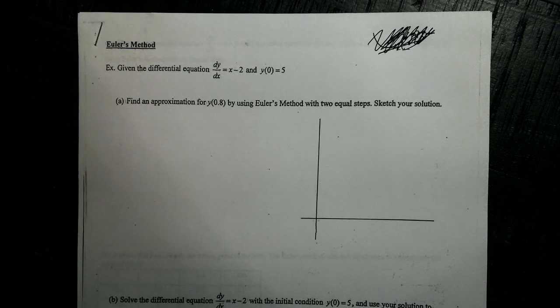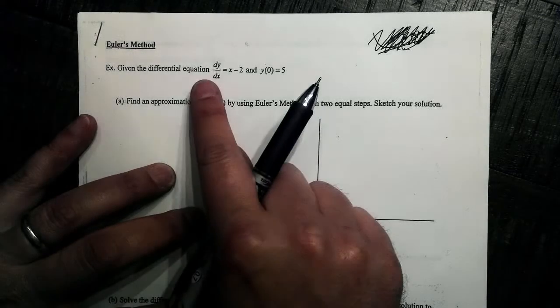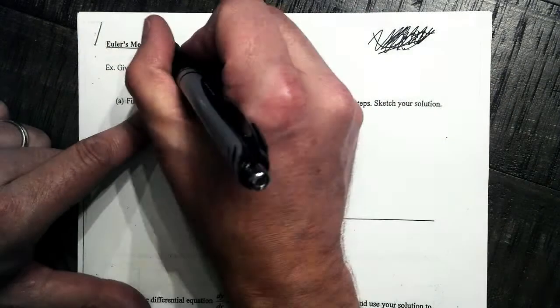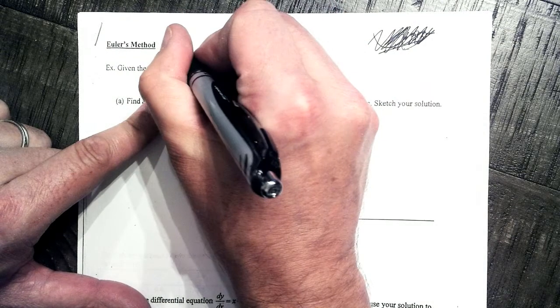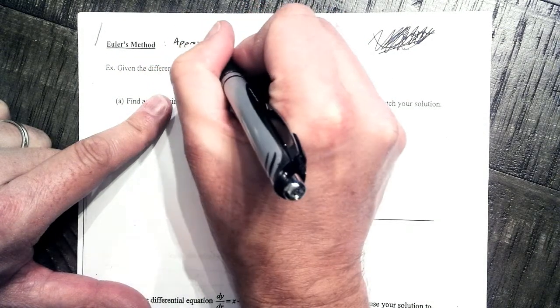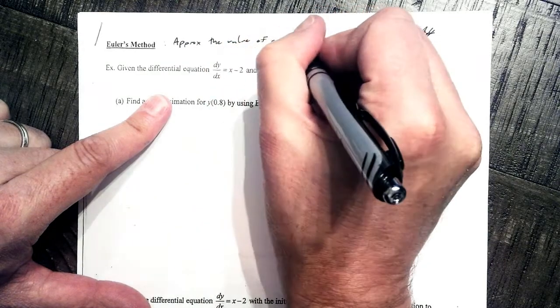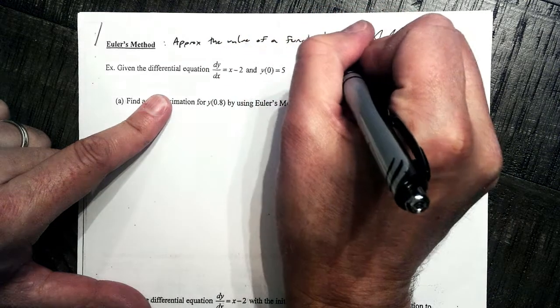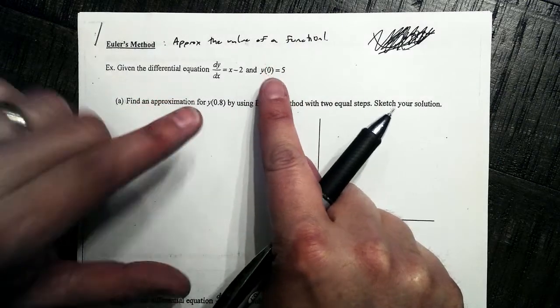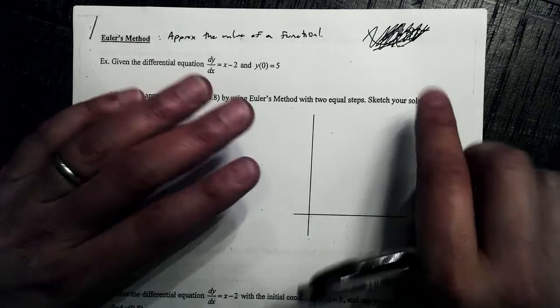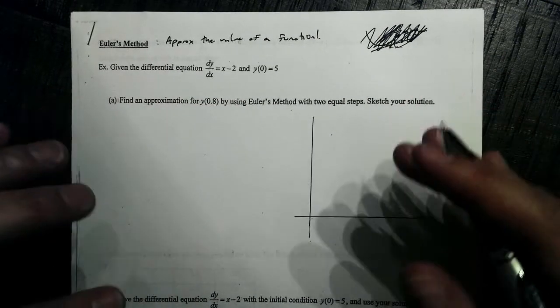Hi, welcome back. Today we're going to discuss Euler's method. This is another way to approximate the value of a function. That's what this method does. It will approximate the value of a function. Now, it's going to look very familiar to us. It is basically a tangent line, but instead of doing it in one step, we can do it in two or more steps to get even more accurate, better results.